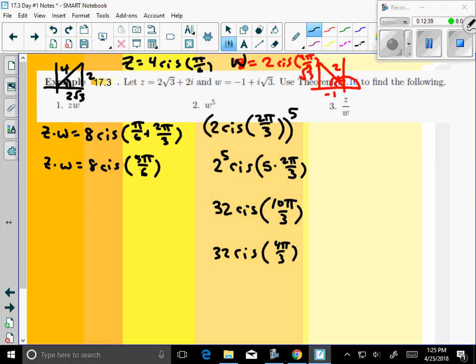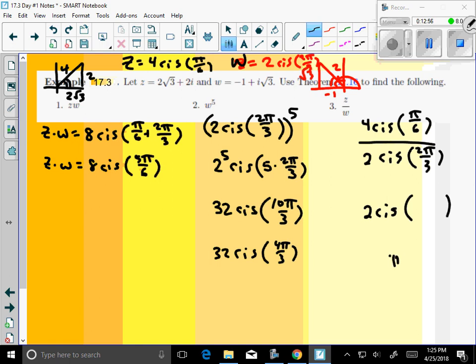Okay, so now we take z and we divide by w. Well, z is 4 cis pi over 6, and w is 2 cis 2 pi over 3. Well, yeah, 4 divided by 2 is 2, but we got to do a little work here. Pi over 6 minus 2 pi over 3. I think that's negative pi over 2. Right? So this would be a 4 pi over 6, which would make this negative 3 pi over 6, which would be acceptable, and then reduce.